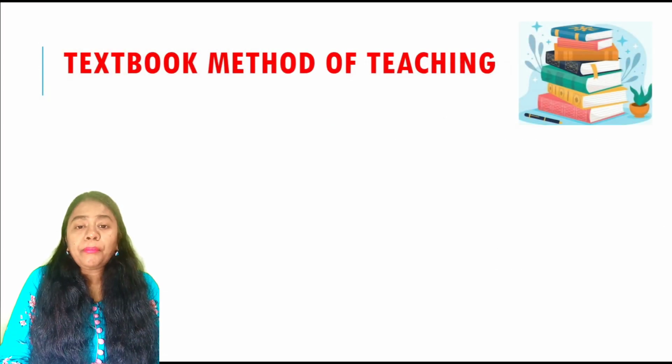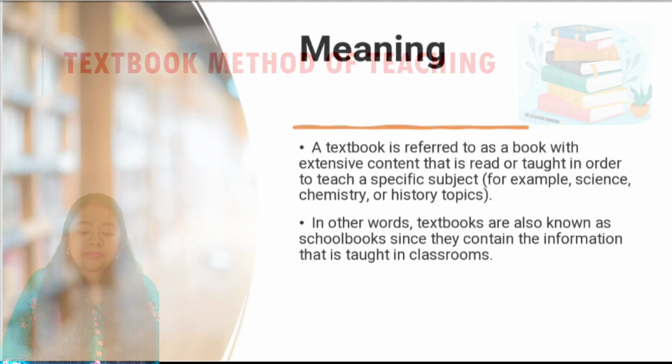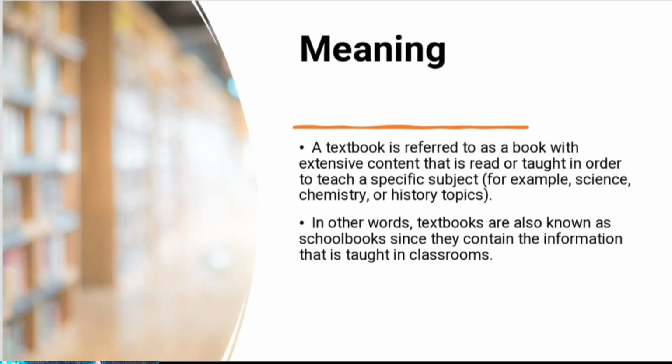Now look at the meaning of the textbook. Here is a slide. A textbook is referred to as a book with extensive content that is read or taught in order to teach a specific subject. For example, science, chemistry, English, Sanskrit or history topics. In other words, textbooks are also known as school books since they contain the information that is taught in the classroom.